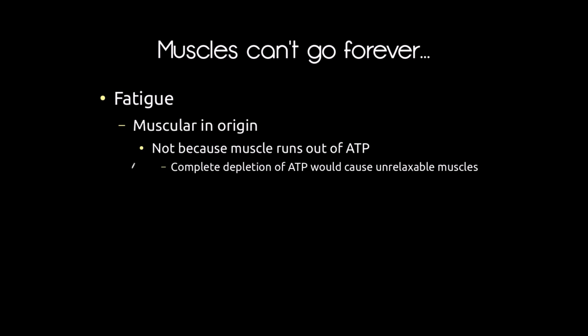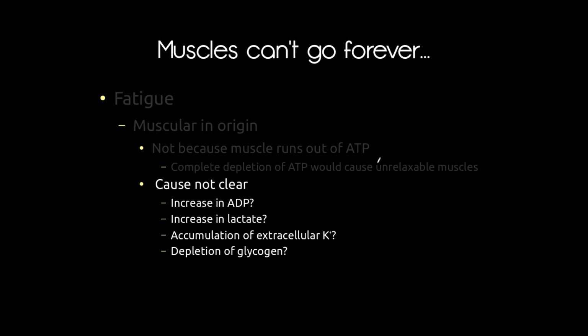Now, one thing that you might think would be the case, but is not, is that the muscle runs out of ATP. The muscle does not get fatigued because it runs out of ATP. It gets fatigued before it runs out of ATP. And one of the big reasons for that is if you completely depleted your ATP, you couldn't relax your muscles, because you need that ATP to break the cross-link between the myosin and the actin. And so, if you completely depleted ATP in the muscle, it would go rigid. And so, that's not what's happening.